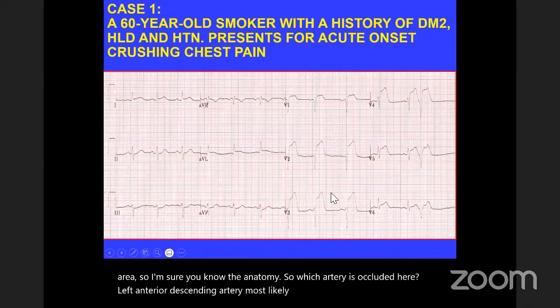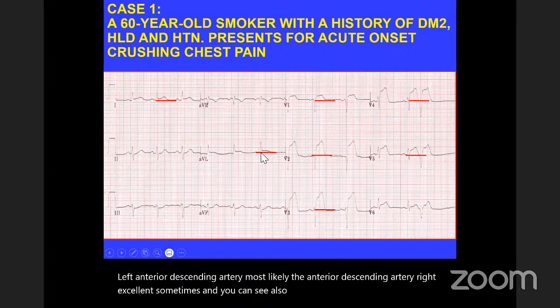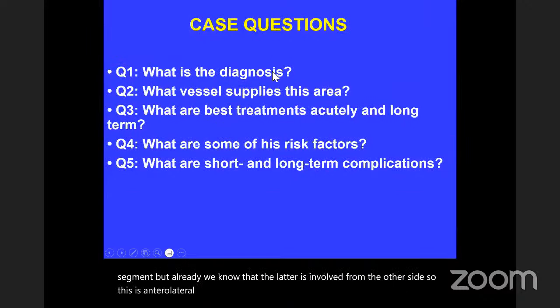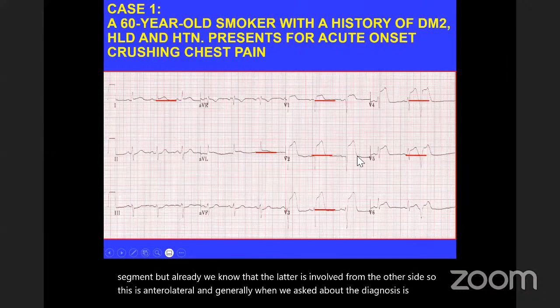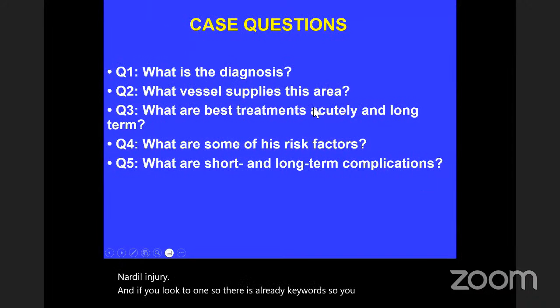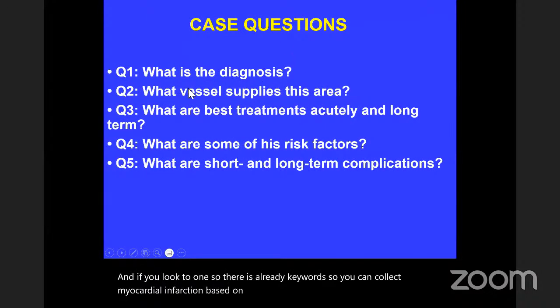Right. Excellent. Sometimes you can see also in lead 1 and AVL there is some ST segment elevation, but we already know that the lateral wall is involved from the other side. So this is anterolateral. And generally, when we ask about the diagnosis, it's anterolateral myocardial injury. And if you look at lead 1, there is already a Q wave, so you can call it myocardial infarction based on ECG.